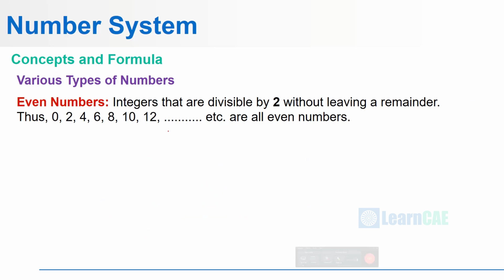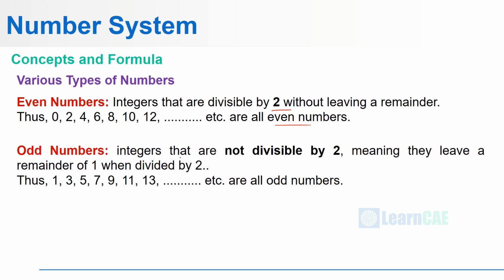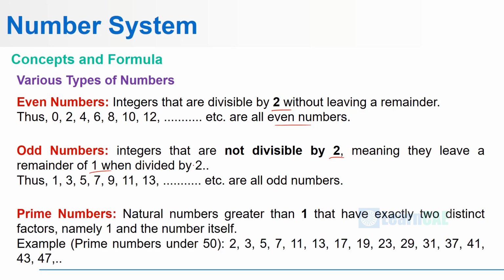Next is even numbers. Integers that are divisible by 2 without leaving a remainder, that is 0, 2, 4, 6, 8 are all even numbers. And similarly, integers that are not divisible by 2, meaning they leave a remainder of 1 when divided by 2, that is 1, 3, 5, 7, 9 are all odd numbers.